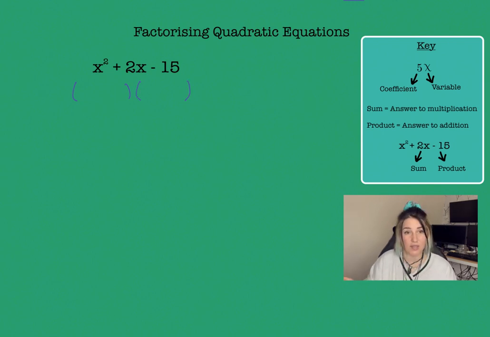Now, same as last time, what does x squared mean? It means that it's been times by itself. Therefore, we know that it can go at the start of those brackets. We've got an x in bracket number 1 and an x in bracket number 2.